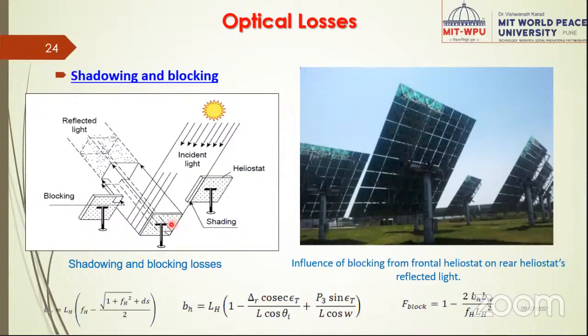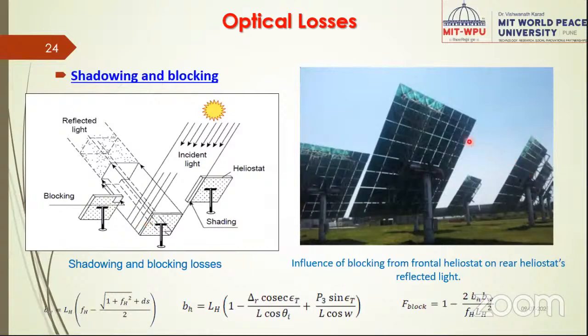In the same way, when this mirror is reflecting the rays onto the receiver, part of the reflection will get blocked by the heliostat which is in front of the back heliostat. So due to this, the intensity that is falling on the receiver will be reduced. So the positioning of the heliostats in the heliostat field is very important. There should not be any blockage or shadowing inside the heliostat field.